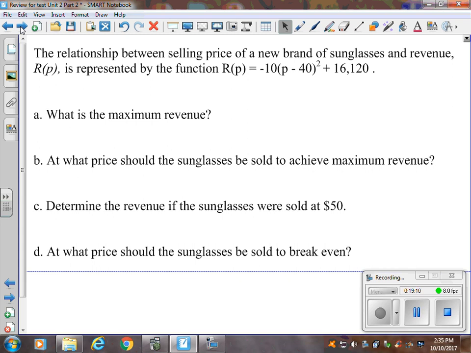X, because P in this problem is your selling price. And then down here it says, what should the glasses be sold at to break even? What does break even mean? Yeah, 0. No profit, no revenue whatsoever, breaking even. So you'd want to put Y2 as 0 for that. And it would tell you how much the price should be, so that you'll break even. So, anything different there in that word problem?